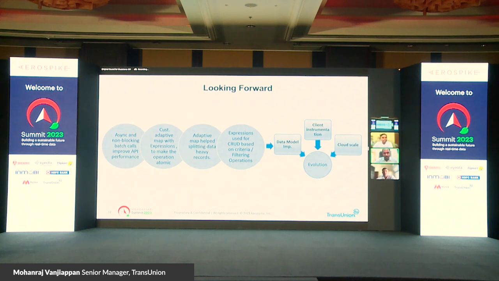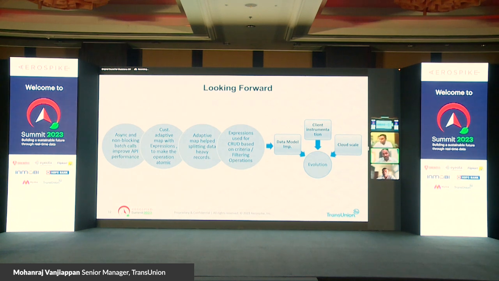So moving on, we haven't stopped there. In the last few months we have been working on some data model improvements with the help of non-blocking batch calls and asynchronous implementation, and of course custom adaptive map plus expressions to make more atomic operations. And again, for the data heaviness, we had split, and with the help of adaptive map and expressions we widely performed CRUD operations based on certain criteria and filtering. So this all helped us improve the data model.